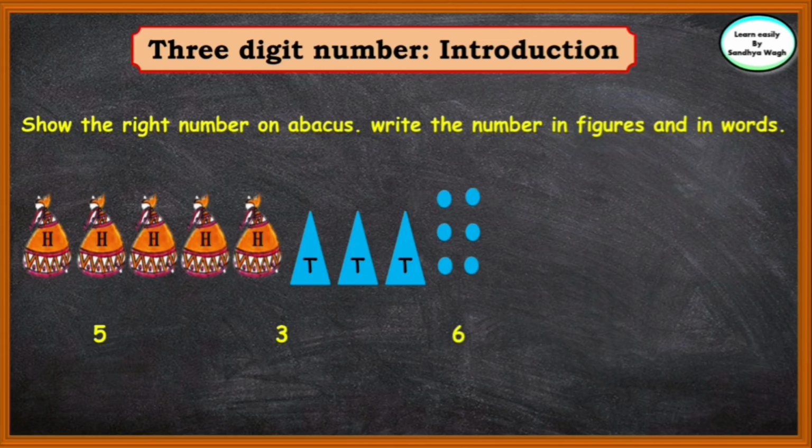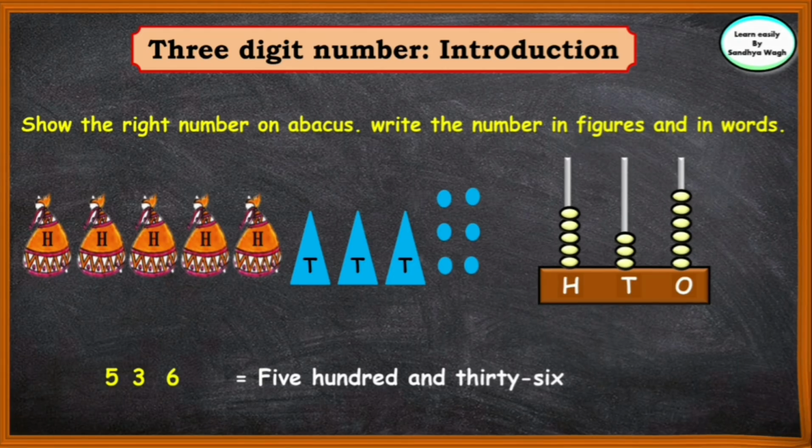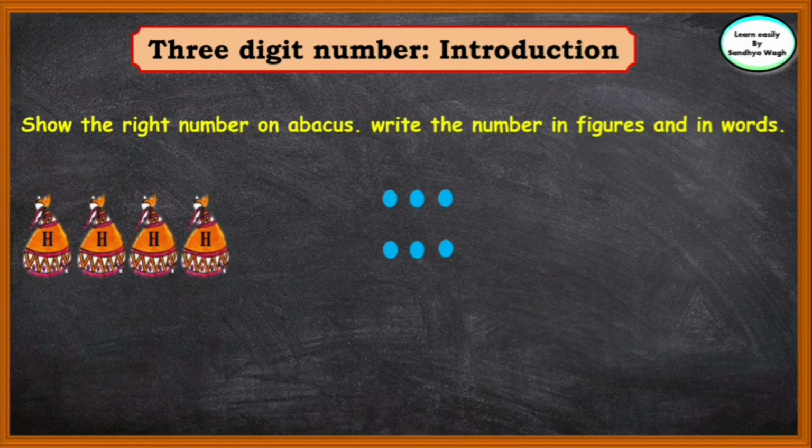Now let us show this number on abacus. So we have 5 hundreds. So let us put 5 beads in hundreds place. 1, 2, 3, 4 and 5. Then we have 3 tens. So 1, 2 and 3. And how many ones do we have? We have 6 ones. So let us put 6 beads in ones place. 1, 2, 3, 4, 5 and 6. In figures the number is 5, 3, 6, while in words it is 536.